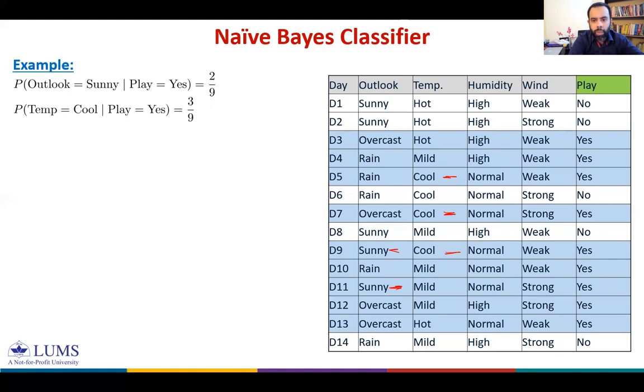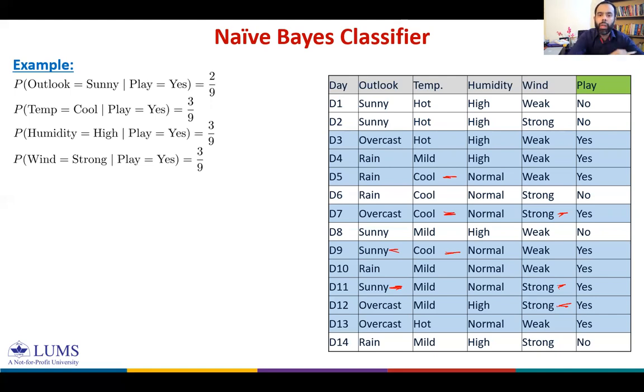Similarly, the probability of humidity is equal to high given play is equal to yes would be 3 over 9 as well. The probability of wind is equal to strong when play is equal to yes, this would be 1, 2, 3, 3 by 9 as well. And finally, what is the probability when play is equal to yes? We also need this because in Bayes' theorem, in the numerator, we also require the probability of play is equal to yes, that is 9 by 14.